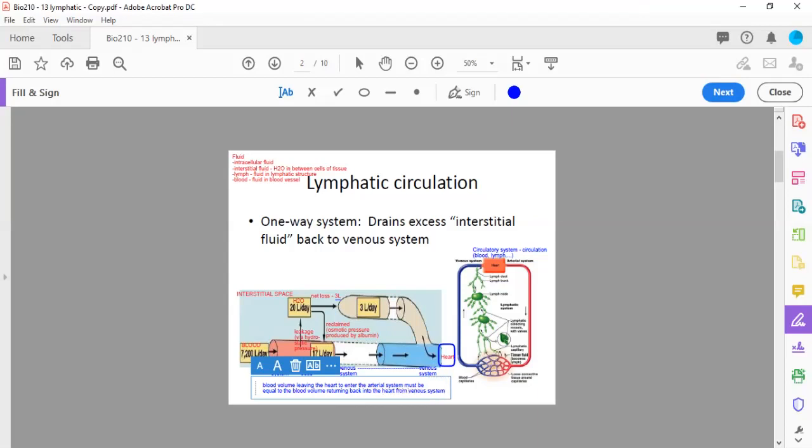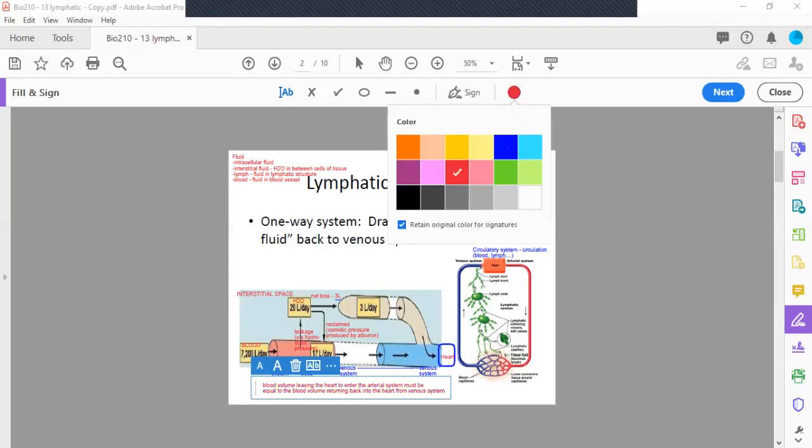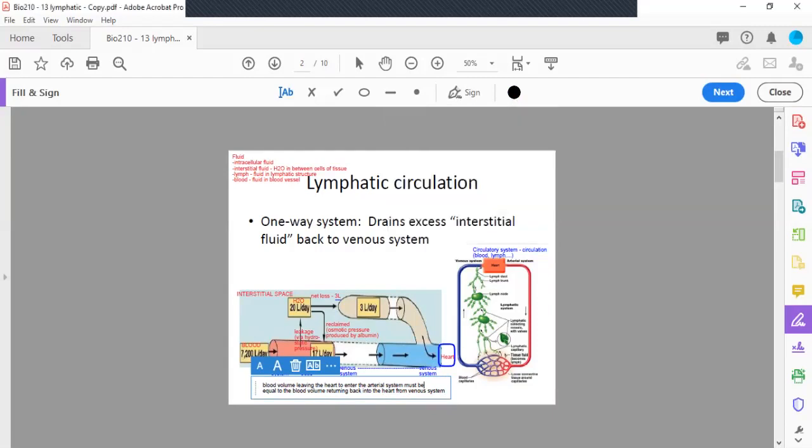So this is a statement I want you guys to focus on. What it says right now is this: the blood volume leaving the heart to enter the arterial system must be equal to the blood volume returning back into the heart by the venous system.